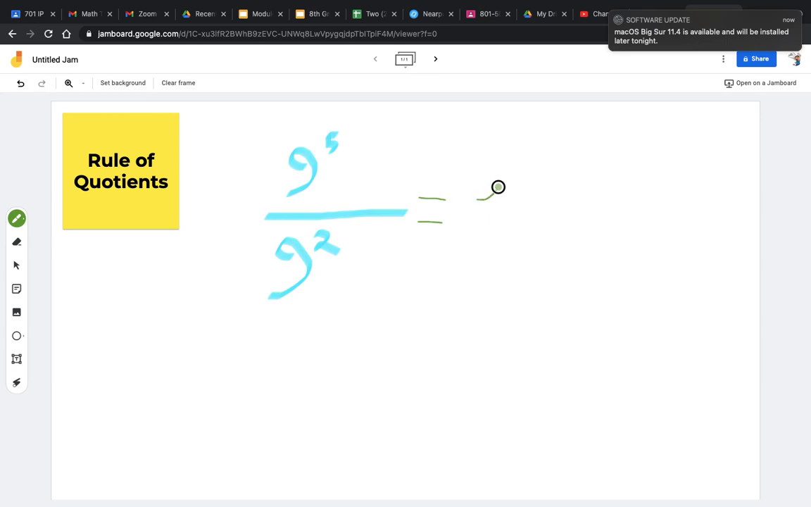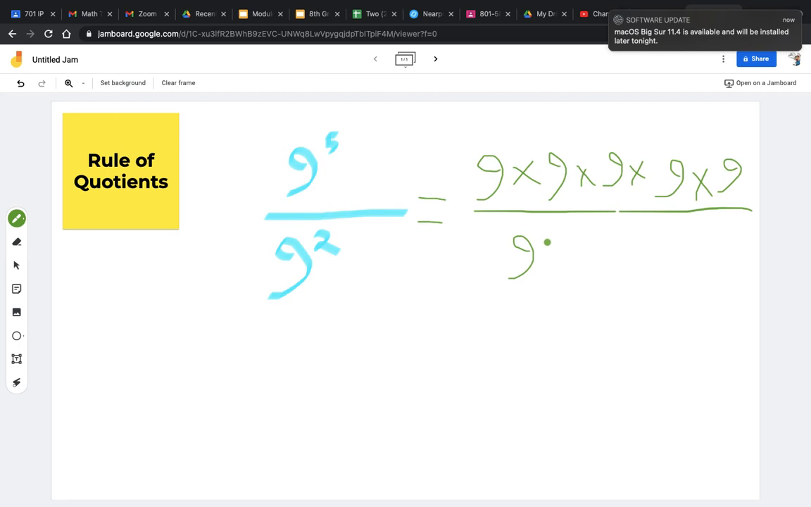Let's do 9 to the fifth in the numerator. 9 times 9 times 9 times 9 times 9. That's 5 nines. 1, 2, 3, 4, 5. I'm going to make the denominator. The denominator is going to be 9 to the power of second. 9 times 9.